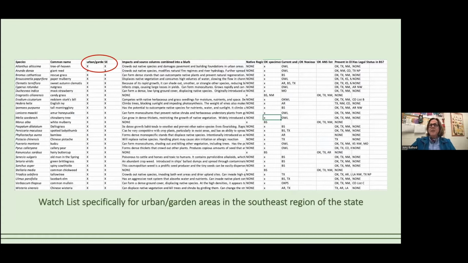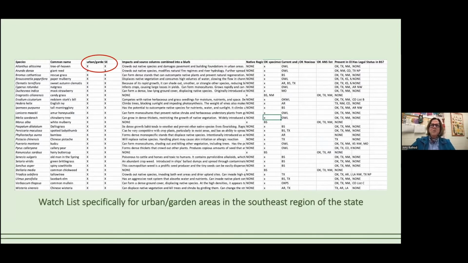Adding these standardized habitat designations allowed us to do something really cool with the list. We now have the ability to create customized lists based on the habitat and region affected. For instance, if you were only interested in species that affected urban or garden areas in Southeast Oklahoma, we could create a list showing just that. That's what this rather boring slide shows.